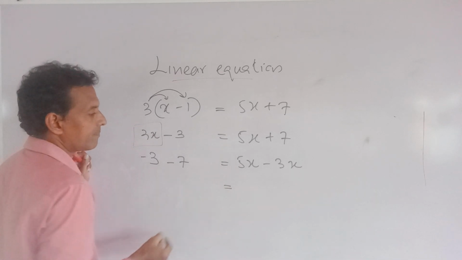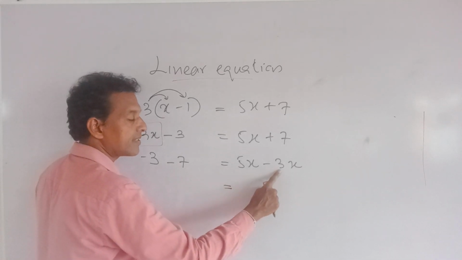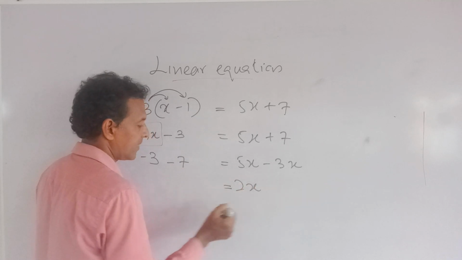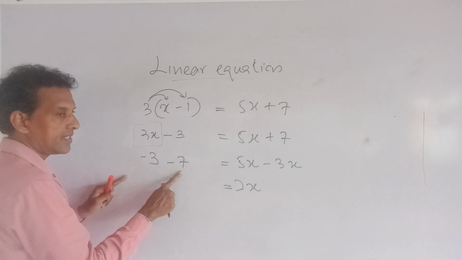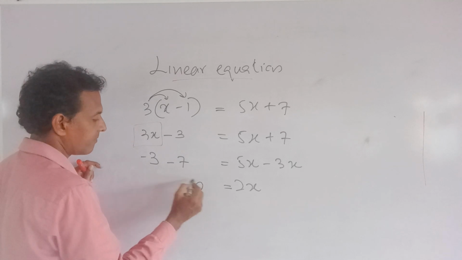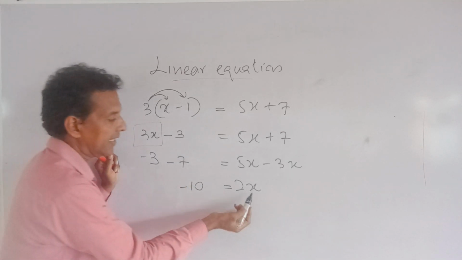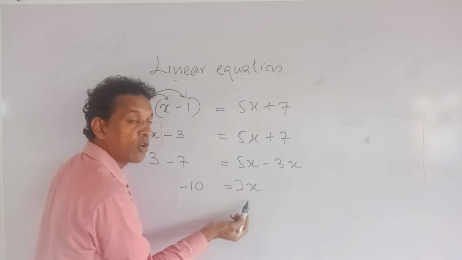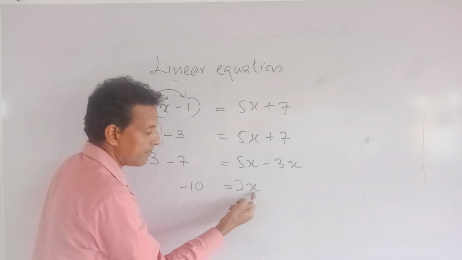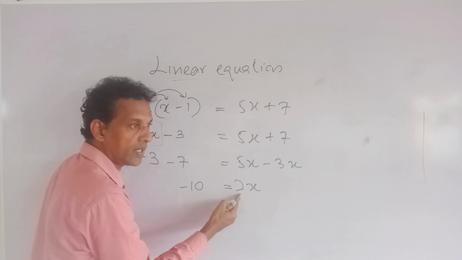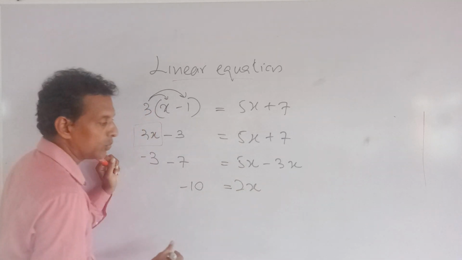So next step, 5x minus 3x is what? 2x. Minus 3 minus 7, same signs, add the values, and keep the same sign. Now we can see the only operation we have is multiplication by 2. So you know what to do by now. If it is multiplied by 2, do the inverse operation, divide by 2.